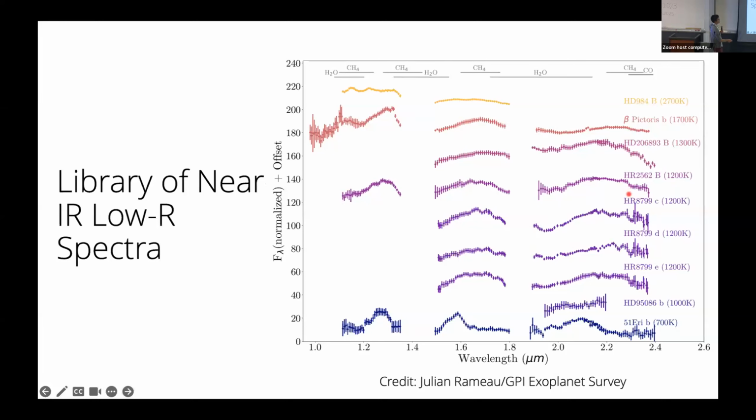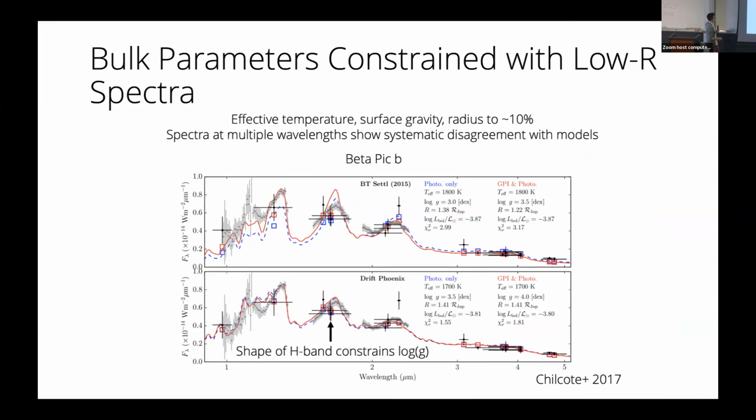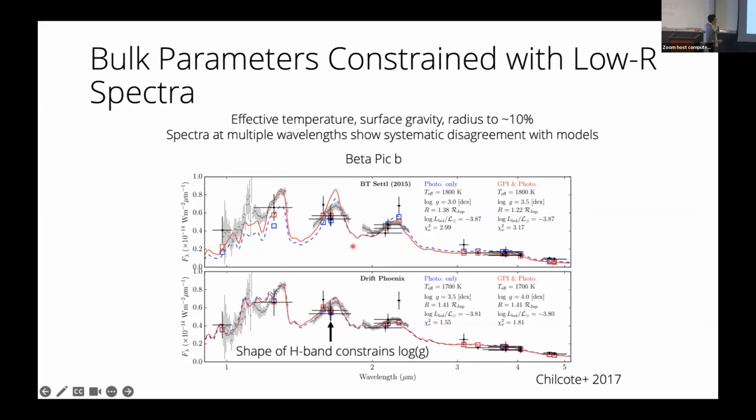There's carbon monoxide absorption here at about 2.3 microns. You can see they all dip down. And then for the coolest planets, notice they're sorted by effective temperature, when we go down to really cool planets, about 700 Kelvin, we also see methane absorption in these planets' atmospheres. So using this, we're able to detect these molecular bands telling us about the temperatures and the broad properties. With these low resolution spectra, we're able to obtain constraints on the bulk properties of these planets, the temperature, surface gravity, and radius, to about 10% or so.